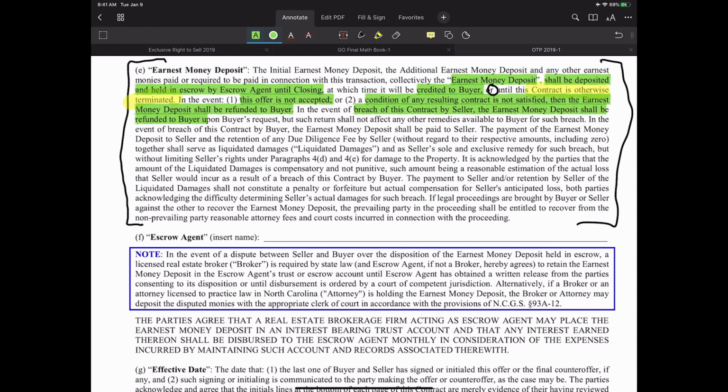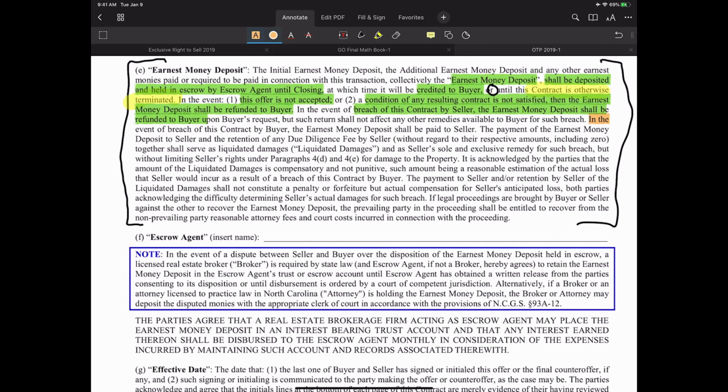Exactly. All right, I want to highlight our next part in a different color because it is so important. We've talked about what happens if the seller breaches. The buyer should get back their money. Or if the buyer buys the house, the buyer should get back their money. But what happens if the buyer breaches, Chris? Well, what's going to happen if the buyer breaches?